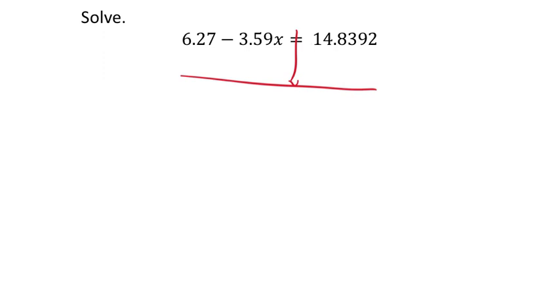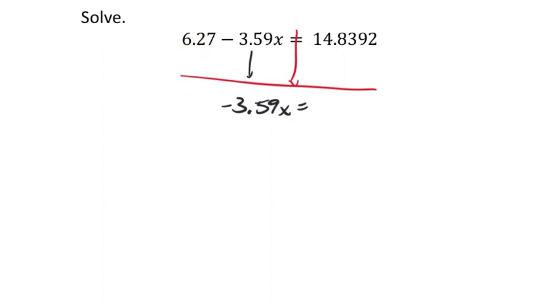Okay, so we say we want to isolate the variable. In this case, it's an x term. Isolate means that negative 3.59x, what I'd like to do is just take this and drop it, negative 3.59x, and see what that equals. Meaning I don't want this 6.27 with it.